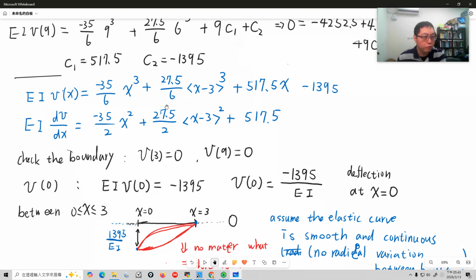Can we move this? Yeah, I'm not sure. What's wrong with this? Sorry.